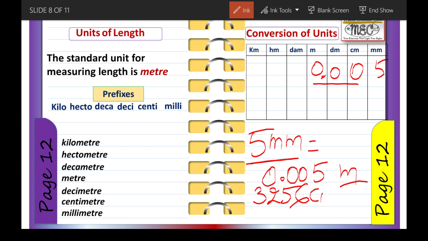You can also be given, for example, 3,256 centimeters. You convert them into hectometers. As I said before, this 6 is the ones. The value of 6 is ones. So all ones are put under the given unit. The given unit is centimeters, so you put 6. And then you fill in other digits as they are written in the number.